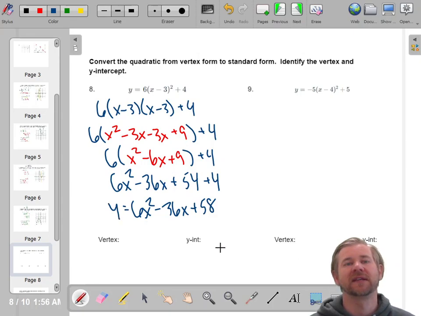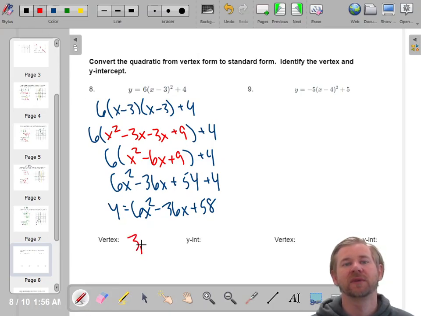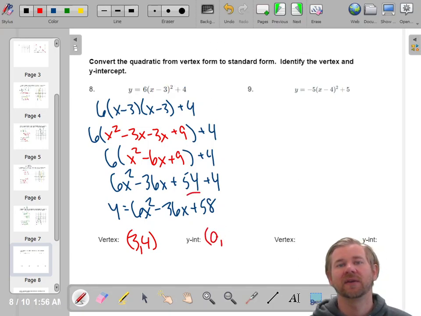So, if I said, what's the vertex? You should look at vertex form. The vertex is at +3, +4. Again, you flip this one, so +3, and this stays the same. The y-intercept is right there, 0, 58.